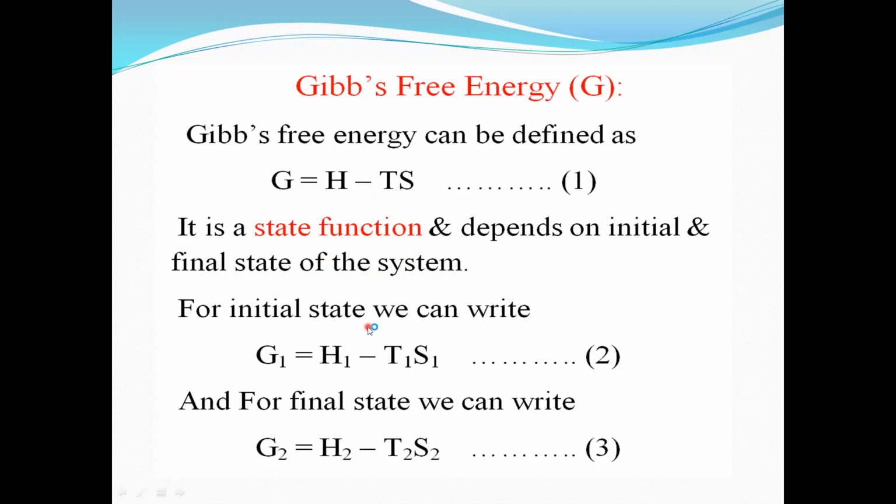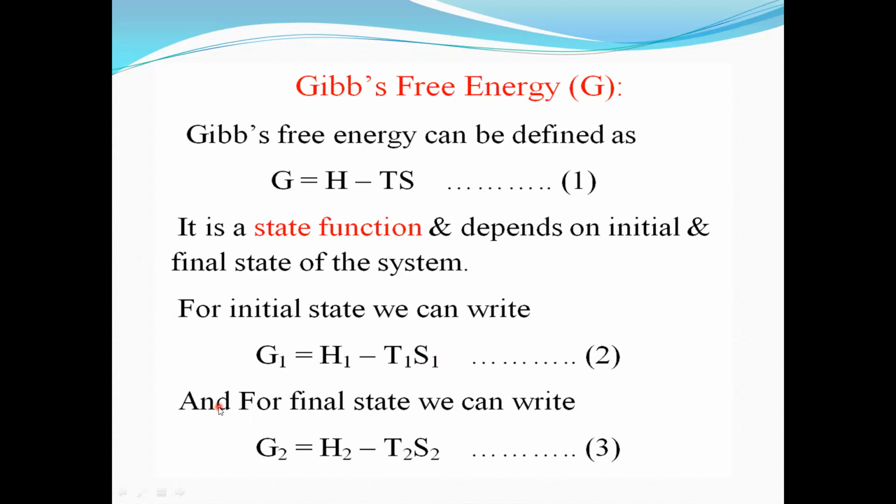So for the initial state we can write G1 is equal to H1 minus T1S1. This is the equation of Gibbs free energy in the initial state. In the initial state we have taken the suffix 1. So G1 is equal to H1 minus T1S1, where G1 is the Gibbs free energy in the initial state, H1 is enthalpy in the initial state, T1 is temperature in the initial state, and S1 is entropy in the initial state.